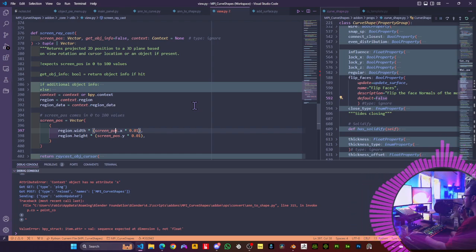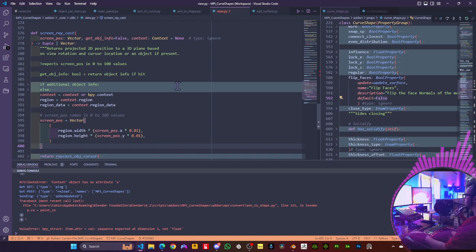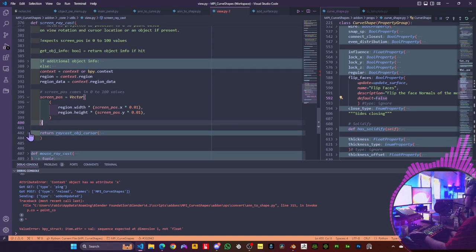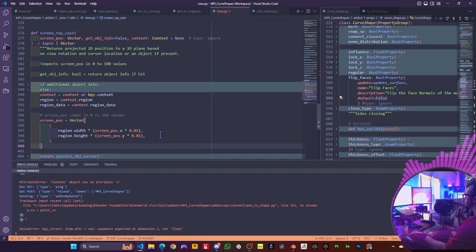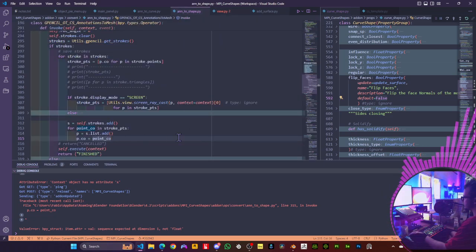How much did I change this? Is this even the right function, or did I change the name of the function? Oh my god. Right, this comes from somewhere else. Let me go to that somewhere else.